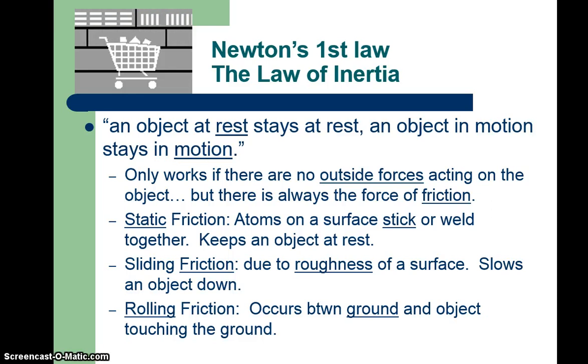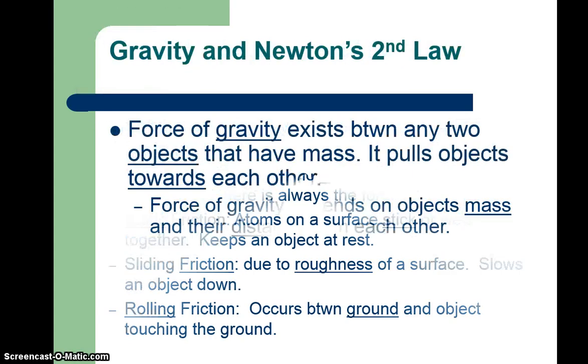There's three types of friction. There's static friction, sliding friction, and rolling friction. With static friction, atoms on a surface stick or weld together. You experience that when you step your feet across a carpet, for example. With sliding friction, that's due to the roughness of a surface and it slows an object down. If you've been sledding down a hill, you have experienced sliding friction. And rolling friction occurs between the ground and the object touching the ground.